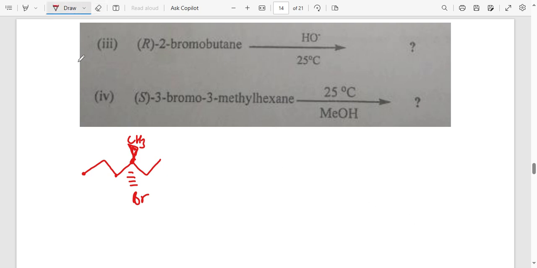Okay. The base that we have is a hydroxide. Hydroxide is a very strong base. It's also a very good nucleophile. Remember, it's coming from water. Water is a weak acid, so when you form hydroxide, it's a strong base.